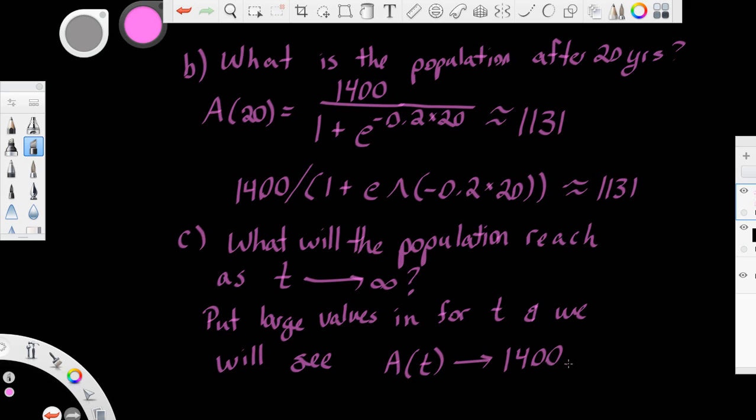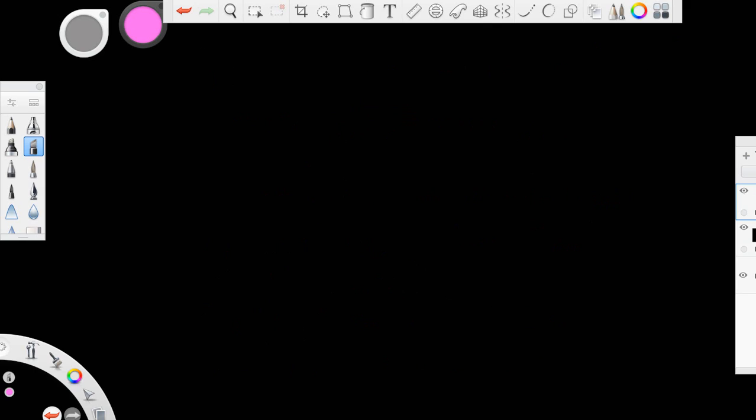Now, if you don't want to continue to put in bigger and bigger numbers for t, here's another way you can think about it. You don't have to, you can just play that numbers game. But here's why theoretically it equals 1400. So we have 1400 divided by 1 plus 13 times e to the negative 0.02t.